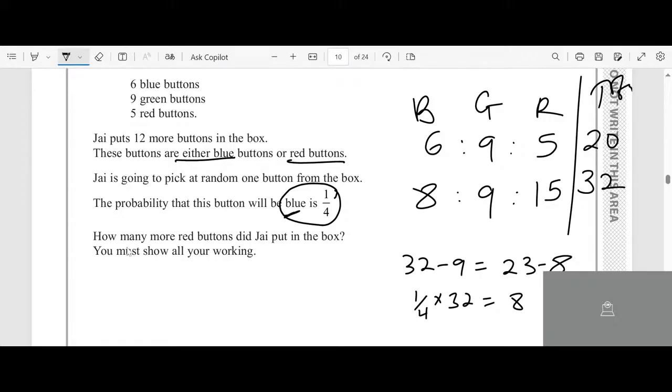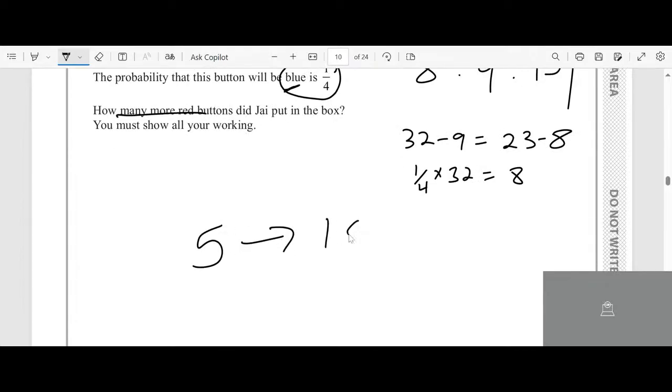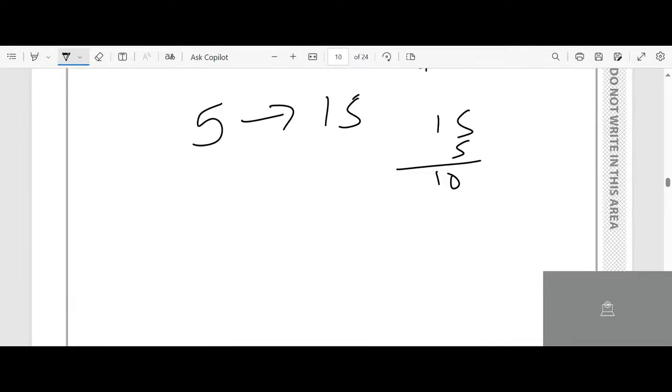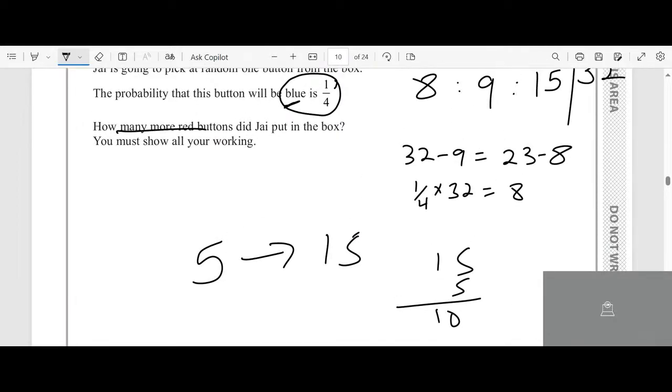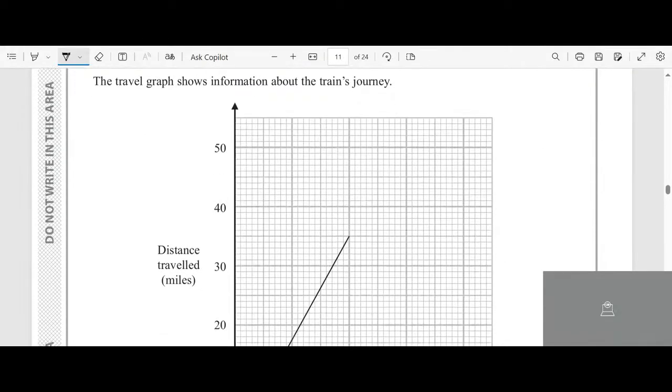So how many more reds? The reds were initially 5, and now they are 15. How much have they added? They have added 10 reds. Not compulsory for you to write the word red, just the 10. That is how the question is supposed to be solved.